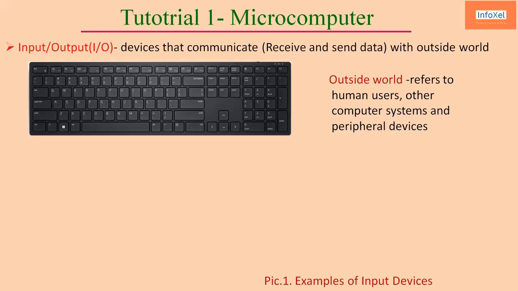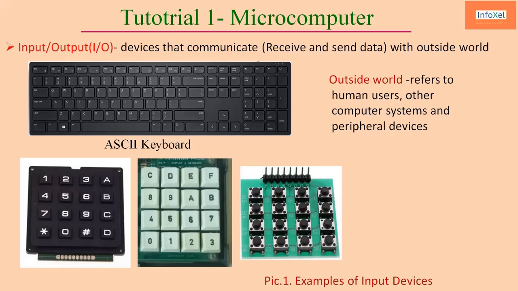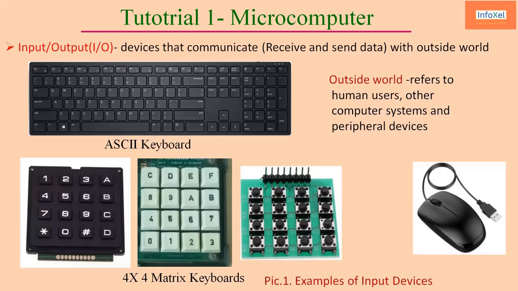We will see now the pictures of some input and output devices. So this is an input device. It is called an ASCII keyboard. These three pictures are examples of input devices, and they are nothing but 4x4 matrix keyboards. Another example of an input device is the mouse. This is a mouse.